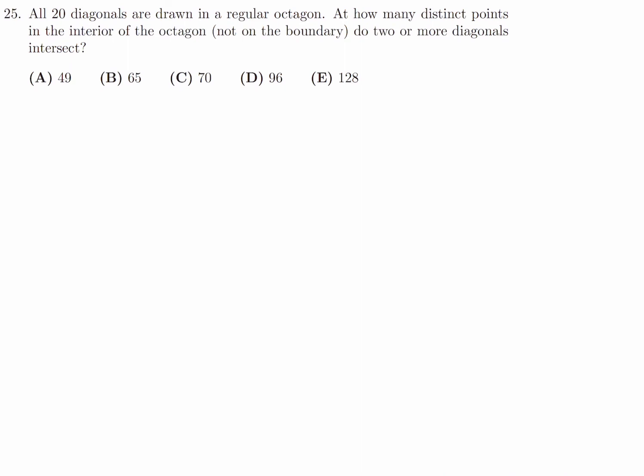All 20 diagonals are drawn in a regular octagon. At how many distinct points in the interior of the octagon, not on the boundary, do 2 or more diagonals intersect?